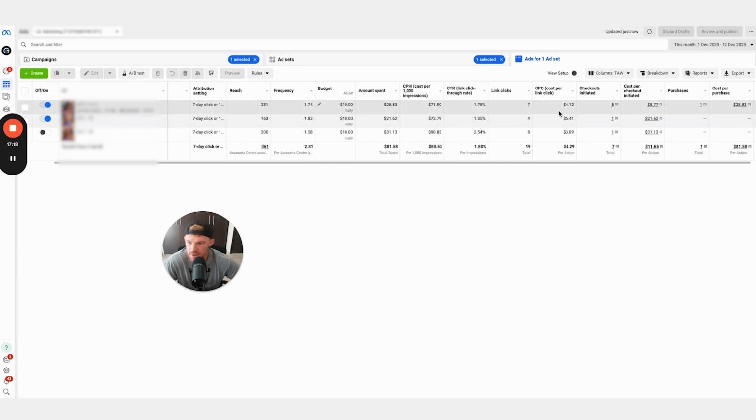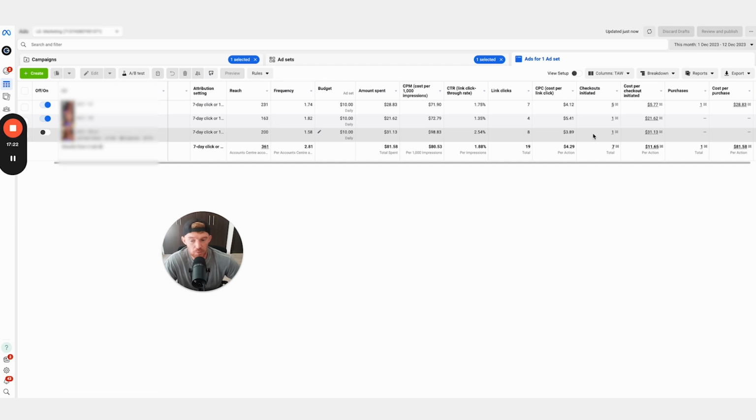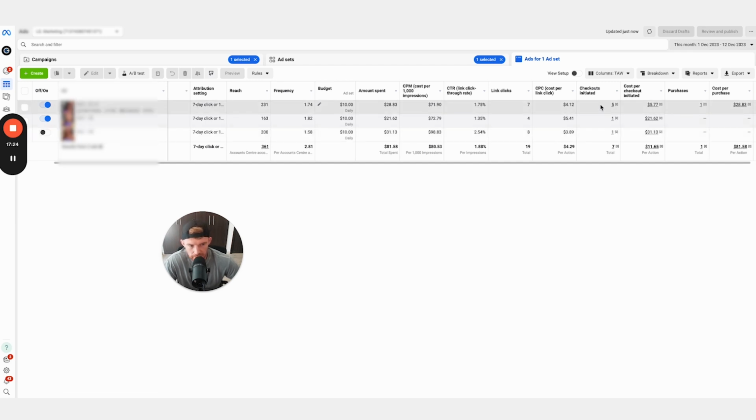If none of these had had a sale yet, then maybe I would have kept this bottom one on. But the fact that this had a sale, checkout was so low, the cost per checkout was so low, I'm just going to try and put as much budget into this as possible. I think overnight, this middle one has spent a little bit more money.